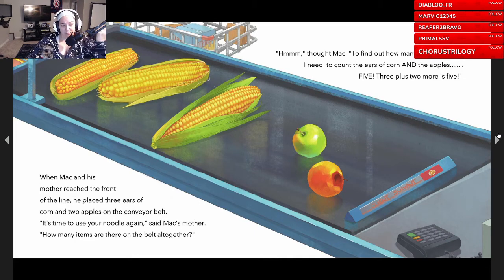When Mac and his mother reached the front of the line, he placed 3 ears of corn and 2 apples on the conveyor belt. "It's time to use your noodle again," said his mother. "How many items are on the belt altogether?" Mac thought, to find out how many there are in all, I need to count the ears of corn and the apples. There are 1, 2, 3 ears of corn and 1, 2 apples. So there are 5. 3 plus 2 more is 5.